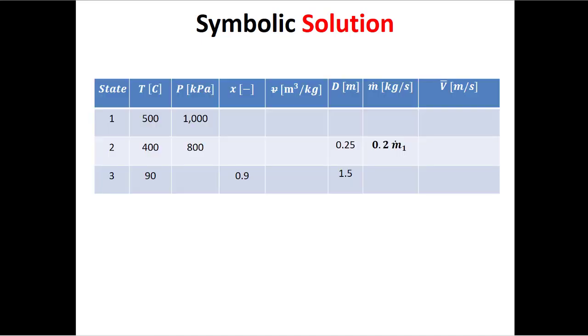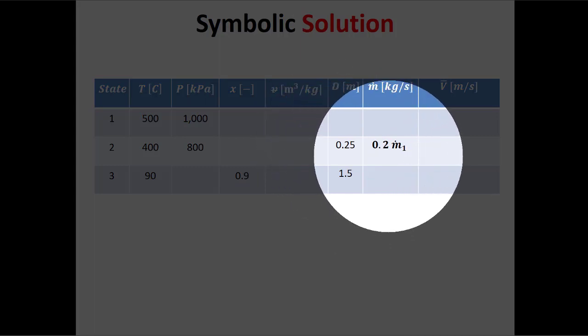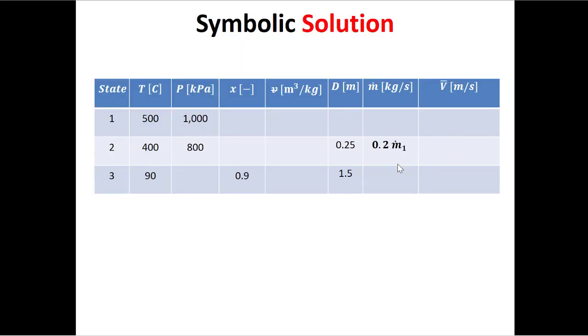So at state 1, I'm told the temperature and the pressure. I also know the temperature and the pressure at state 2, but at state 2, I'm told the outlet diameter, and I'm told that the mass flow rate at state 2 is 20% of the mass flow rate at state 1. At state 3, I'm given the temperature and the quality, so I know that's a two-phase mixture. And I'm also told the diameter at the outlet of state 2.